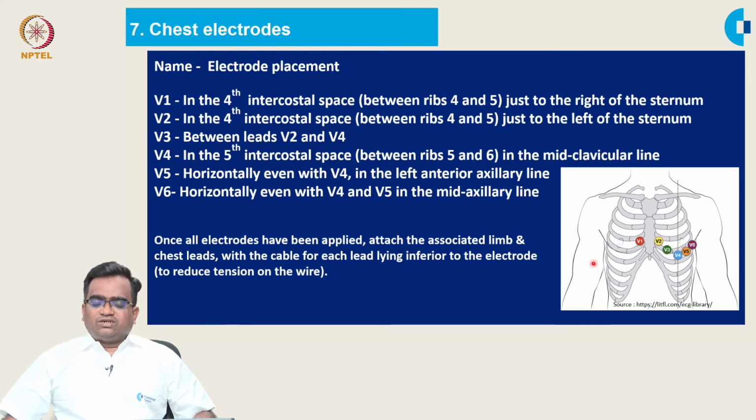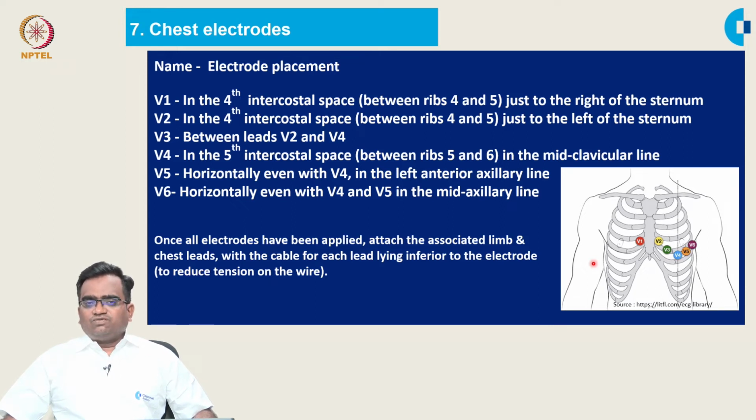Next, chest electrodes. Chest electrodes are the electrodes placed over the precordial surface. They are indicated as V1 to V6. All these six electrodes are placed over the precordial surface at specific locations. V1, the first chest electrode, is placed in the right fourth intercostal space nearer to the sternum. V2 is placed in the left fourth intercostal space nearer to the sternum.